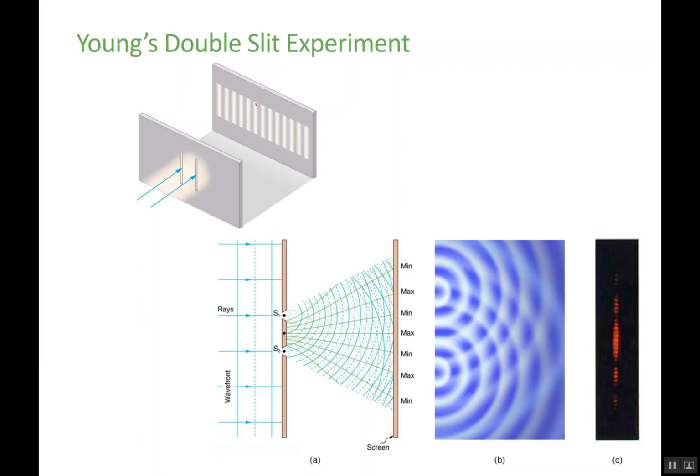Instead, Thomas Young saw a whole sequence of bright and dark lines on the screen downfield. So what the heck was going on? The only way to explain what was happening was in terms of waves emanating from each of the slits, interfering constructively and destructively downfield on the screen to produce this interference pattern of bright and dark lines.